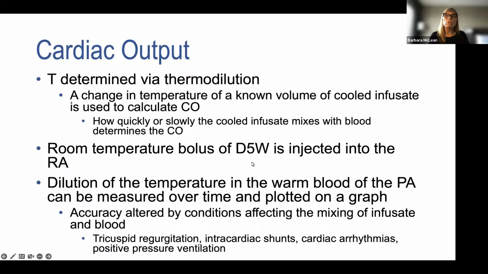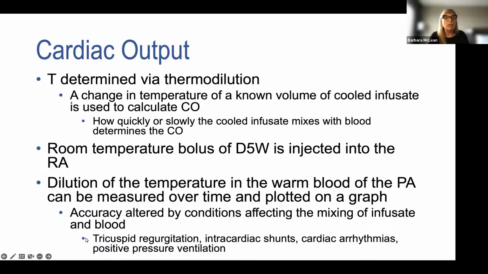So we'll give you a bolus of 10 cc's of D5W that is injected very rapidly in the blue lumen, the PA injection port, or RA injection port, proximal injection port. You're going to inject that 10 cc's of volume through that blue hub, and you're going to do it really fast. You got to do it in less than 2 seconds. You do it really, really fast, and you do it during exhalation. That dilutes the temperature of the patient's warm blood, and as that returns back to normal, you're measuring temperature change over time and plotting it on a graph.